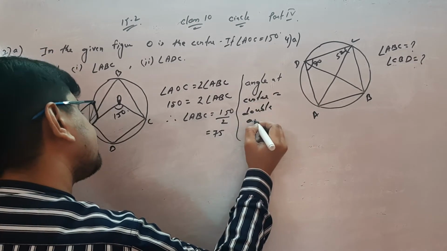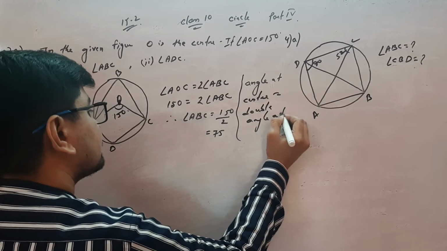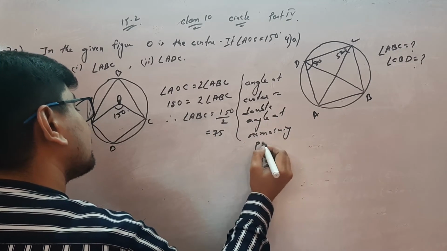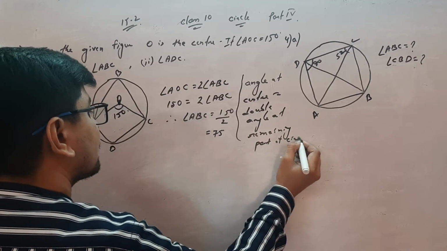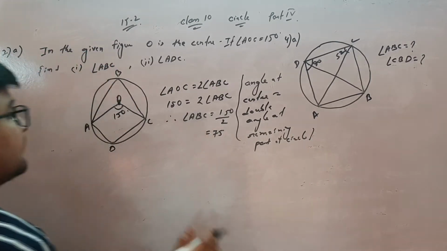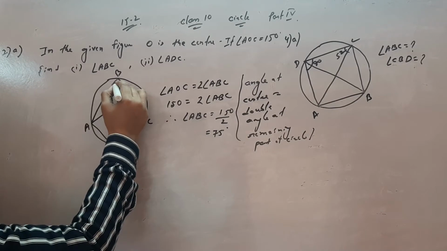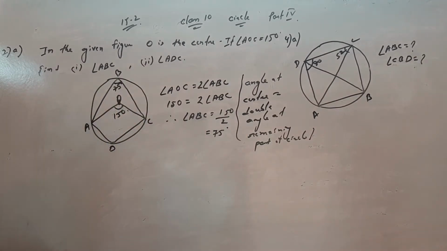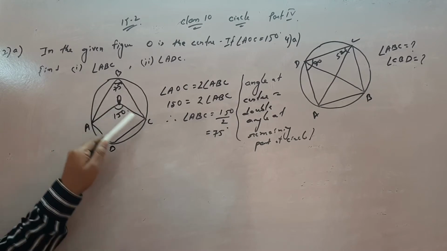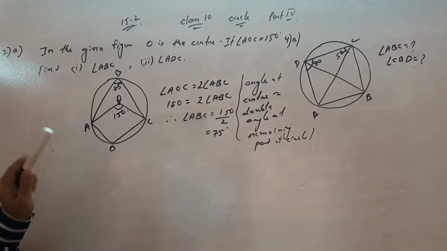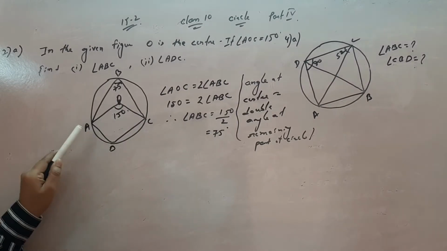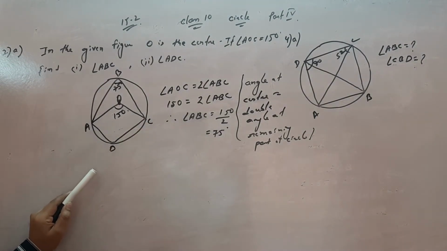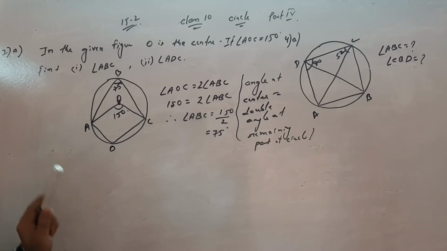Okay, done. This is 75. ABCD is a cyclic quadrilateral. AOCD is not a cyclic quadrilateral, because last day we already taught you that if all the corners touch the circumference, then it is a cyclic quadrilateral. So ABCD is a cyclic quadrilateral.